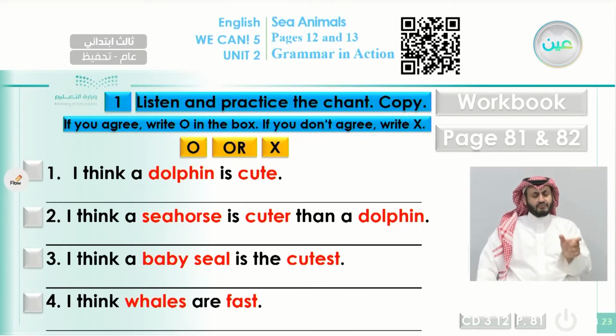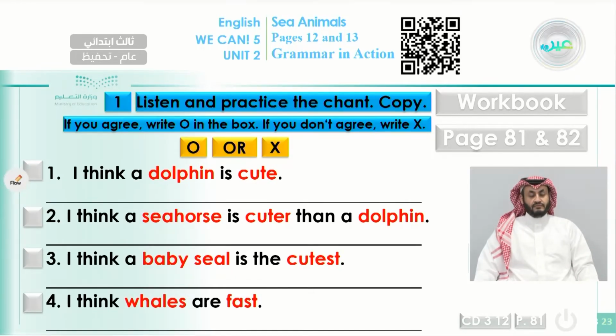Okay, so it depends on your opinion now. If you think that dolphins are cute, you can write O in the square here in front of number 1. And if you agree with the second statement, number 2, I think a seahorse is cuter than a dolphin, when you compare dolphins to seahorses, this statement says that the seahorse is cuter.